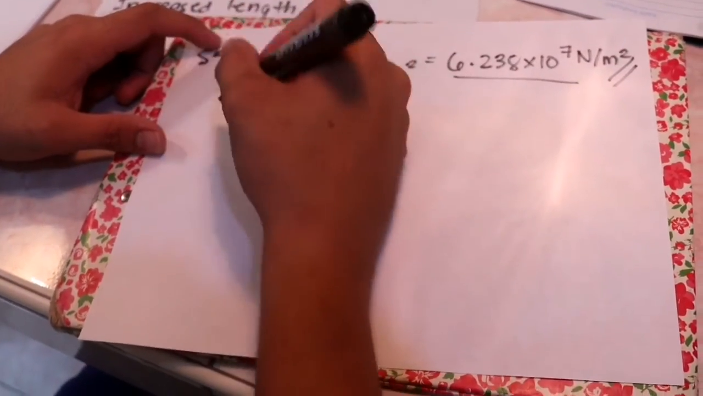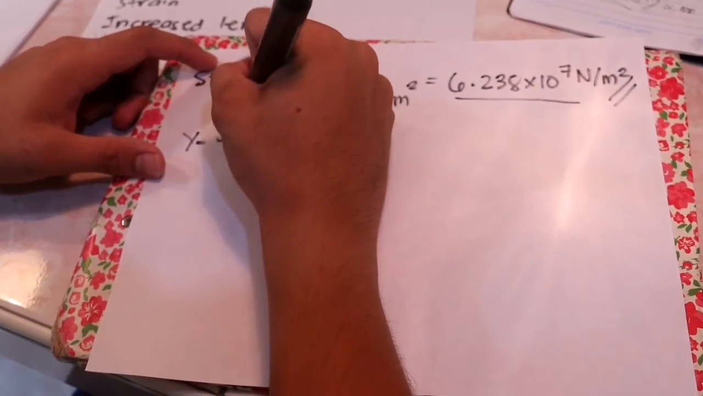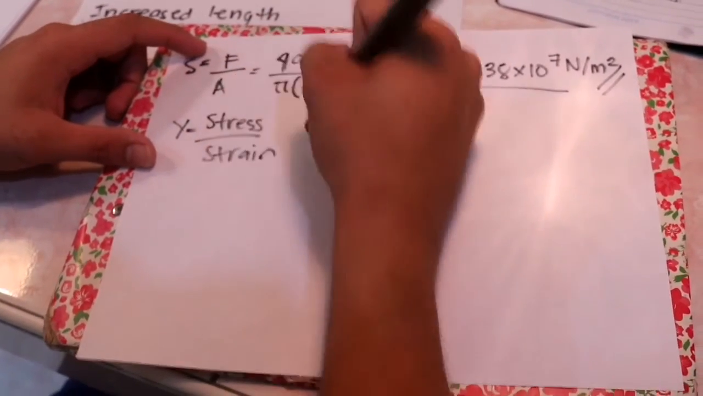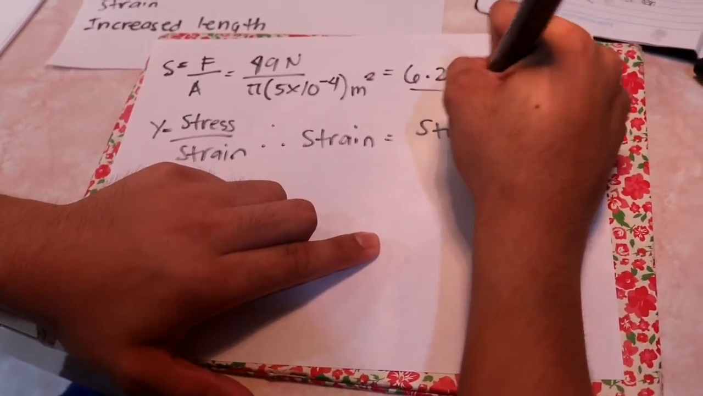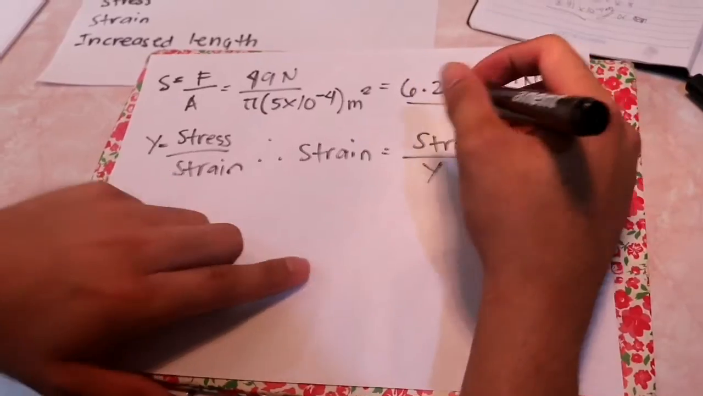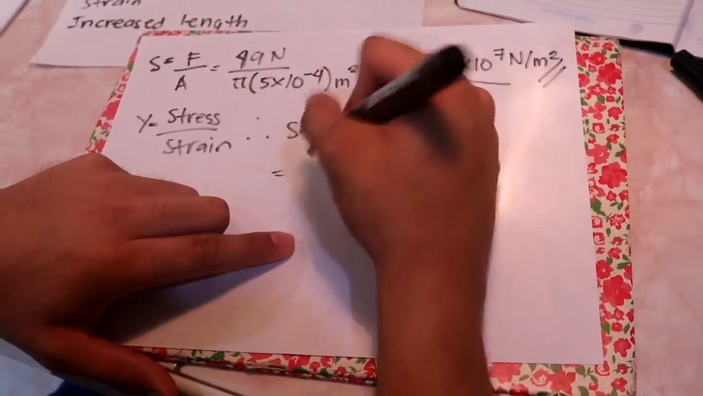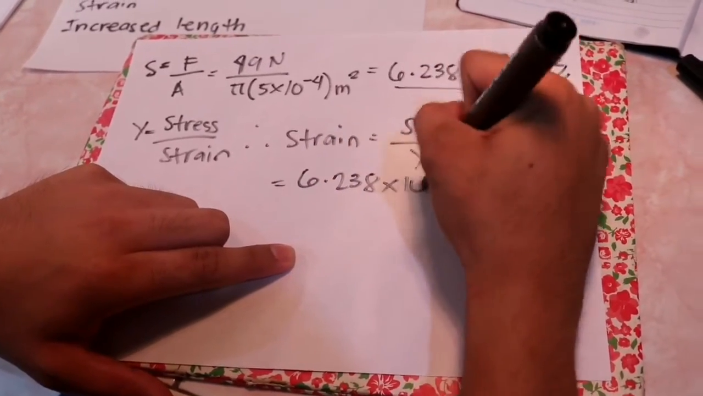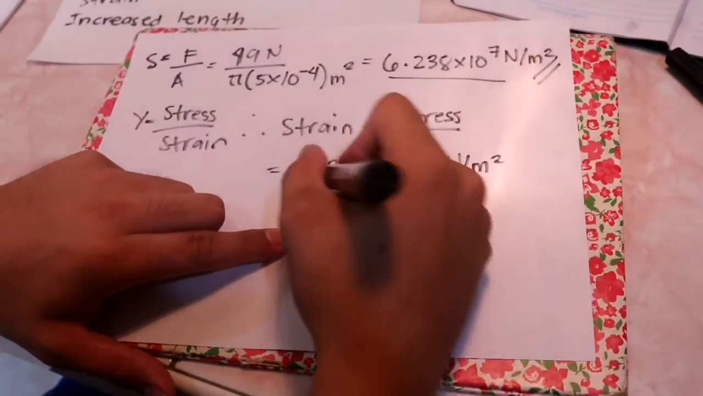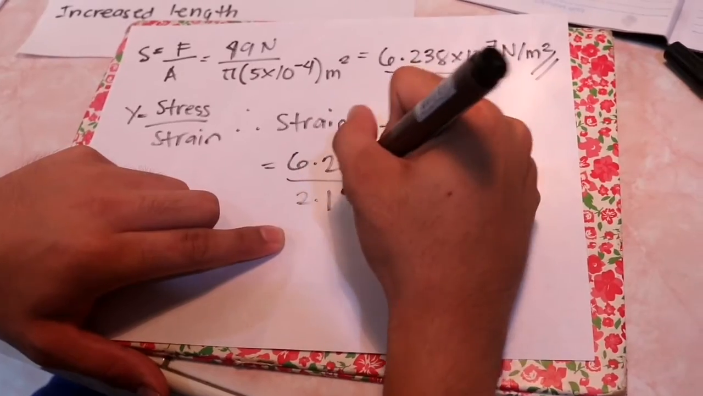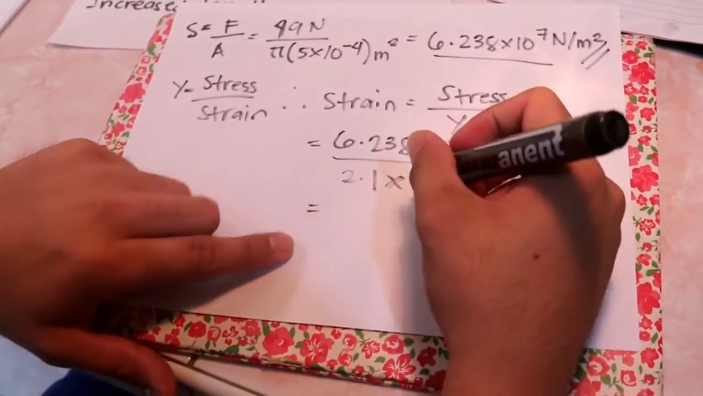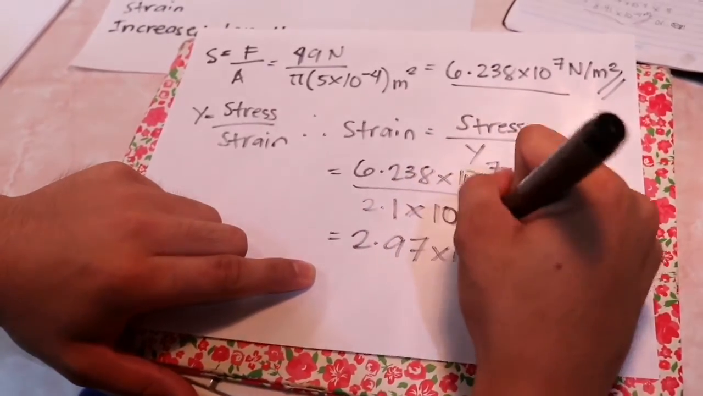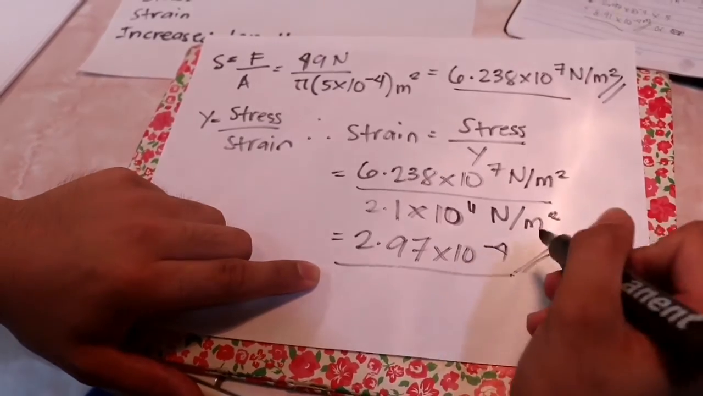So let's solve for the strain. The given formula is Young modulus is equal to stress over strain. Therefore, strain is equal to stress over the Young modulus. So let's substitute. The stress is 6.238 times 10 raised to 7 Newton per square meter over our Young modulus, 2.1 times 10 raised to 11 Newton per square meter. So our answer is 2.97 times 10 raised to negative 4. That is our strain.